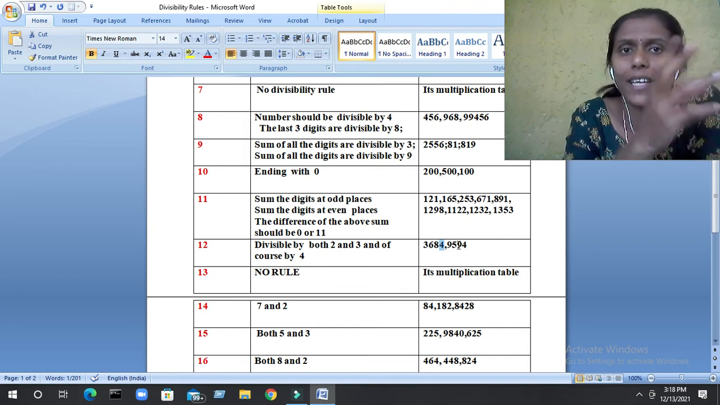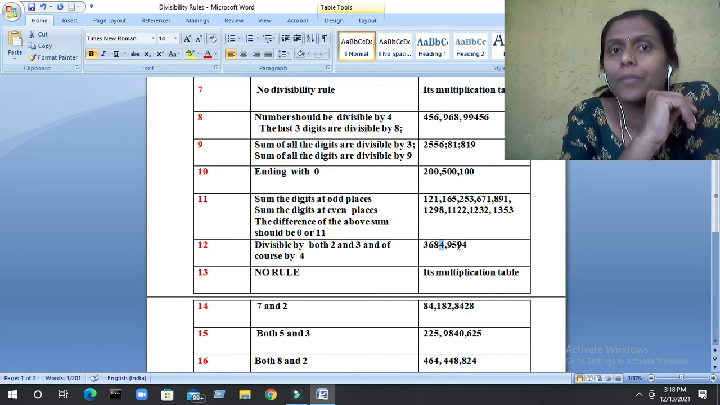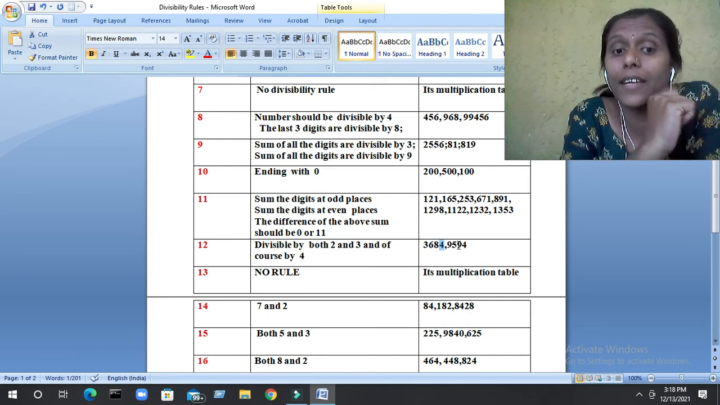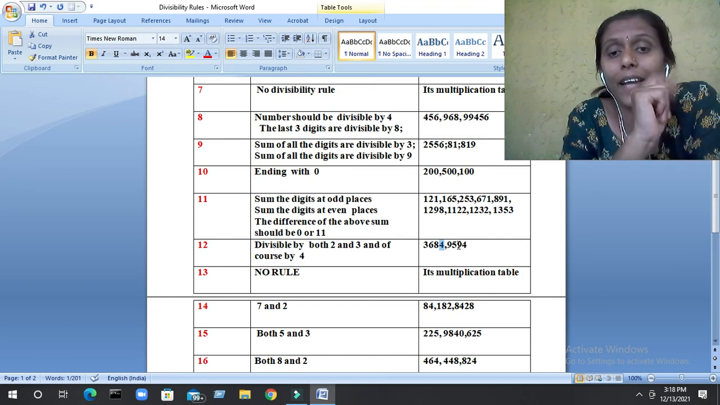So it is done. Next, the divisibility rule of 4 also applied here. 84, the last two digits, done. And then go for the last one, the second one, 9594.